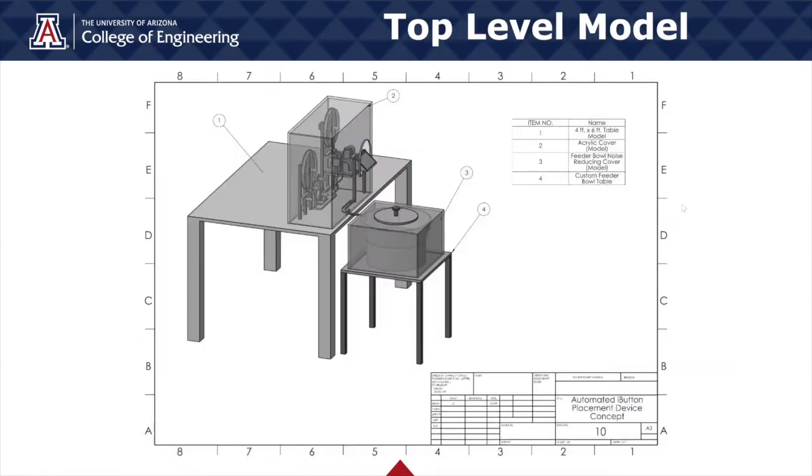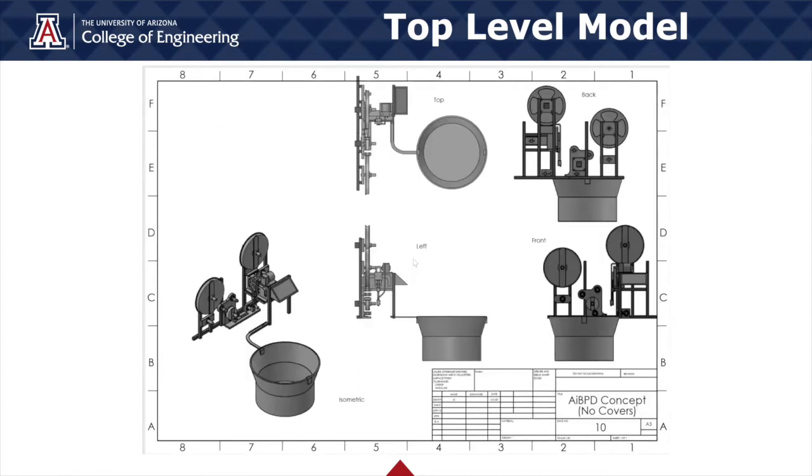This is the top-level drawing of the automated iButton placement device. It shows a 4-foot by 6-foot table to hold the device and a smaller custom table to hold the FeederBowl. The clear acrylic is a safety feature to prevent anyone from touching moving parts and to keep foreign objects out. The gray cover is the soundproof cover that we added as an ECR and lowers the FeederBowl sound. This drawing shows the system without covers and tables for clarity.